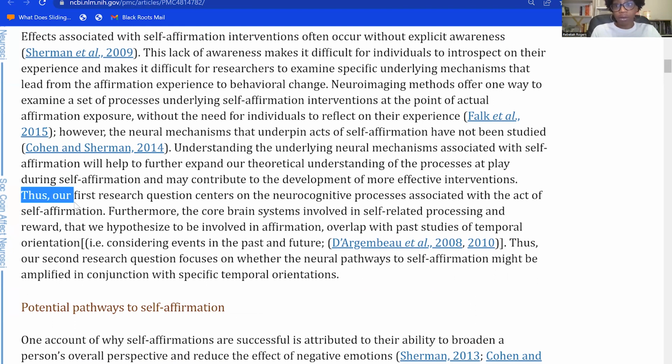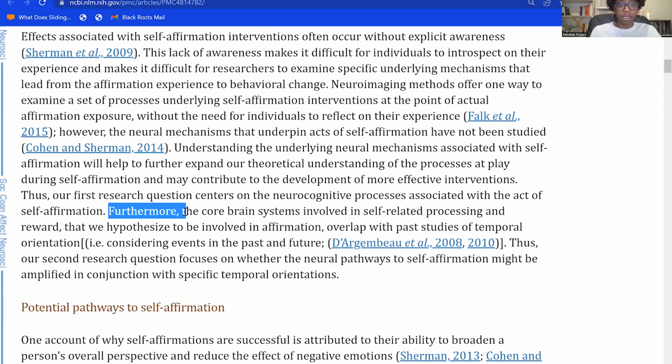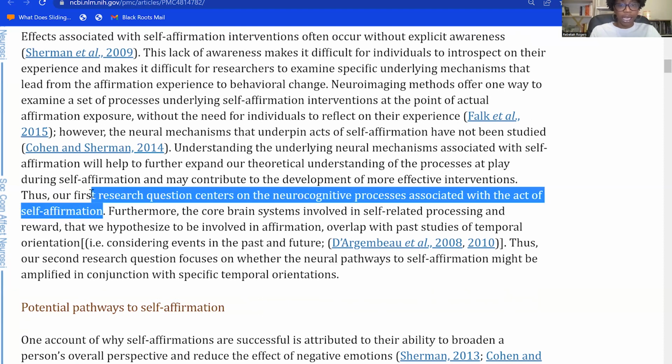Thus, so now they're presenting the actual things that they're going to be doing. Our first research question, so it sounds like there's going to be more than one research question if they're saying first. Otherwise, they would just say our research question. Our first research question centered on neurocognitive processes associated with active self-affirmation. Okay. Furthermore, core brain systems involved, we hypothesize overlap with, and so on. Okay, this furthermore doesn't sound like it's continuing the previous sentence. So the first question is the processes associated with the act of affirmation.